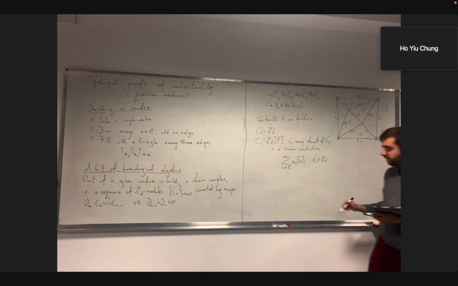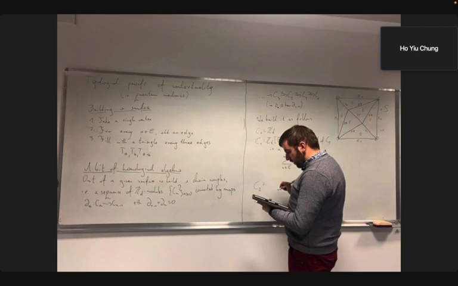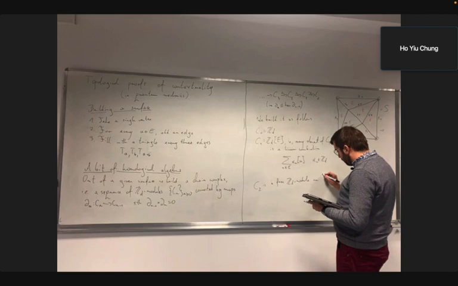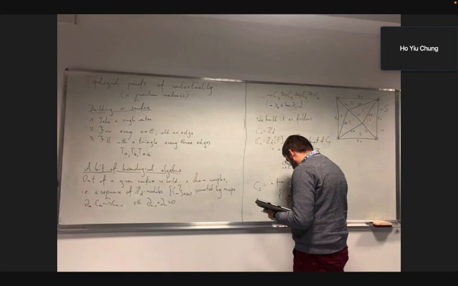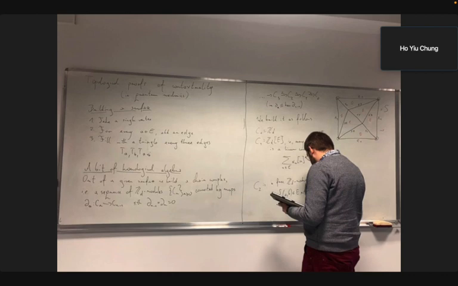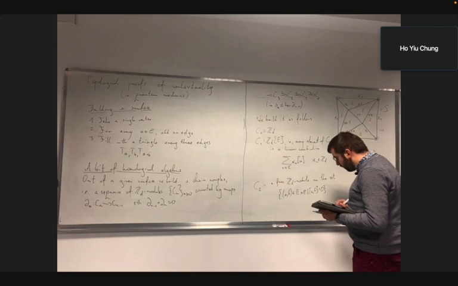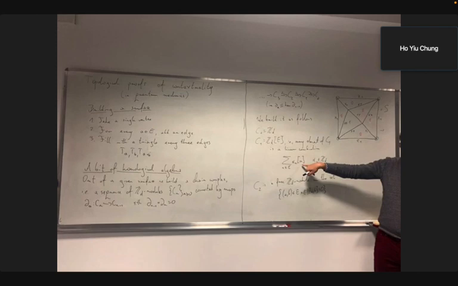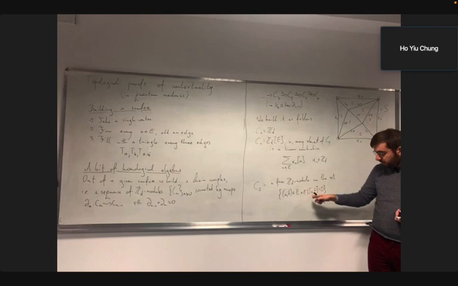Then C2 is a free ZD module on the set AB in E cross E such that A and B commute. Right, so in C2 we have the same linear combinations, but now we are taking linear combinations of symbols corresponding to the pairs of commuting edges.